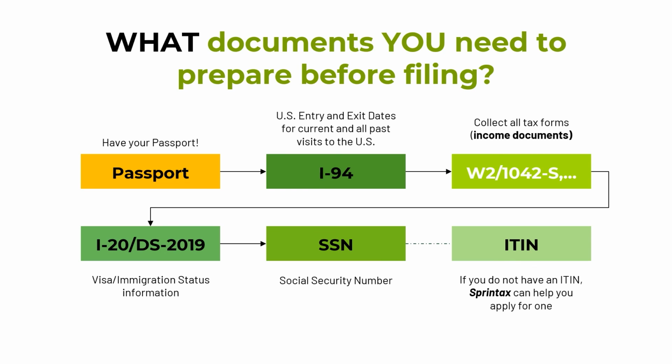Next, the most important documents are your income documents, including W-2, 1042-S, 1099 series, which we covered in an earlier slide. Remember to have your visa or immigration status information, which is the I-20 for F-1 students or the DS-2019 for J-1 scholars. And finally, don't forget your Social Security number. If you don't have an SSN, you could apply for an ITIN. And the good news is that SprintTax can assist you with that application.